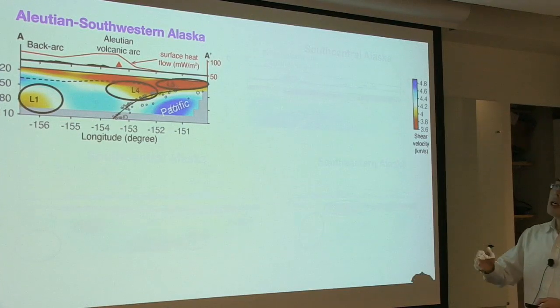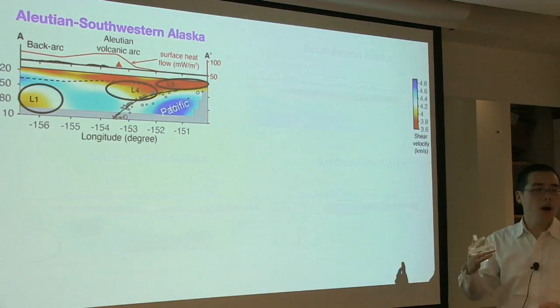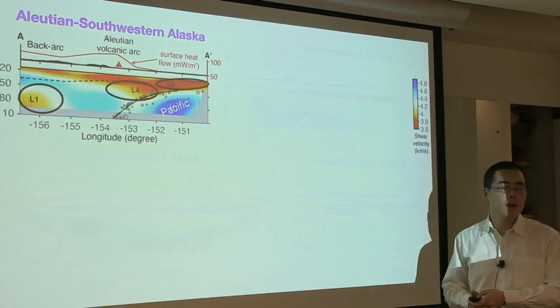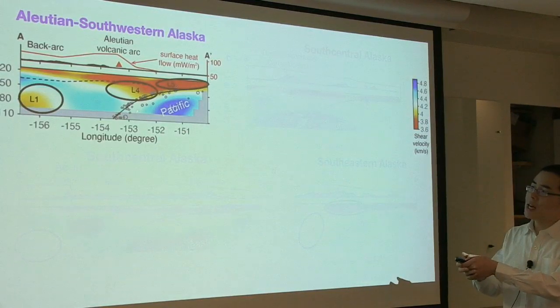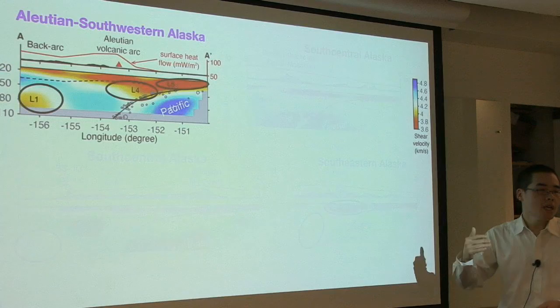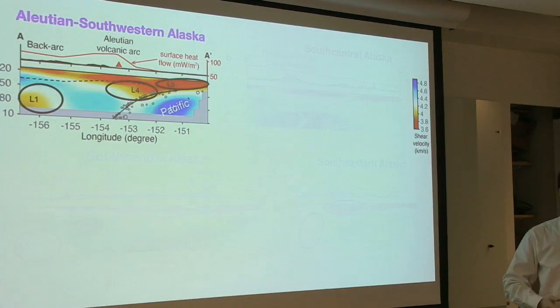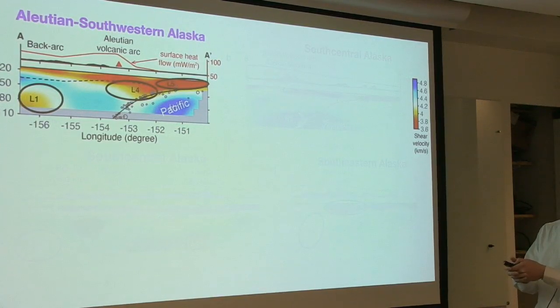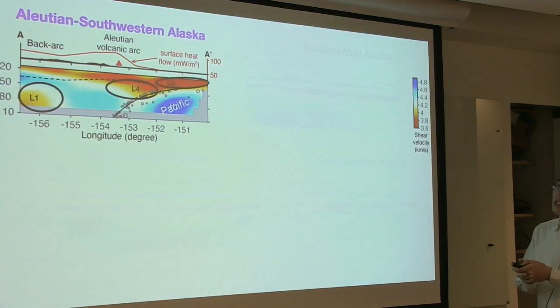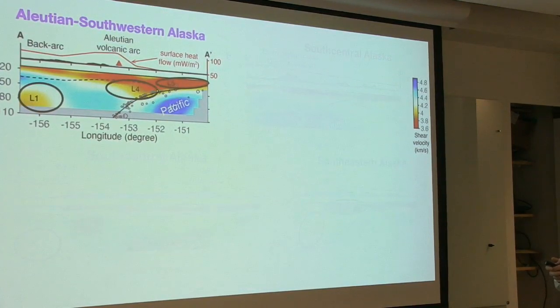And I didn't mention that, but compared to other studies from vertical profiles, this is actually much better than other studies in terms of the relative location of earthquakes and high velocities. This is the low velocity in the mantle forearc and a little bit of uppermost mantle.